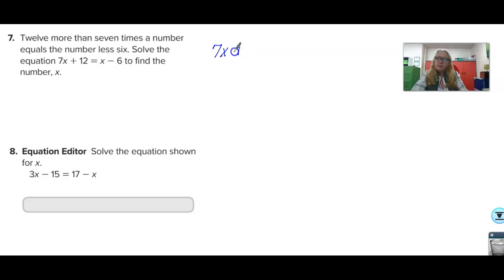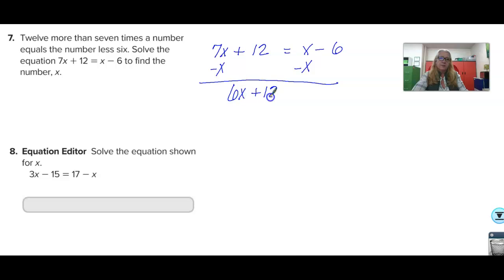We have 7x plus 12 equals x minus 6, and they want you to solve for x, which is the smaller variable, 7x or 1x? 1x is smaller, so subtract 1x from both sides. That gives us 6x plus 12 equals negative 6. And yes, this is a negative 6 because the sign in front of the number goes with the number.